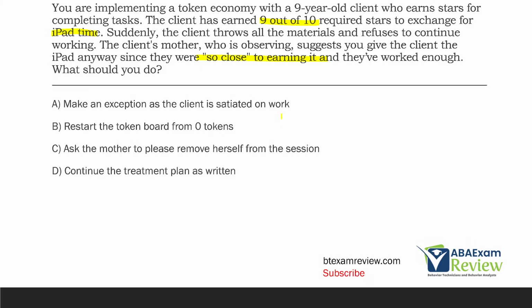A, make an exception as the client is satiated on work. Maybe they are satiated on work. Maybe they're tired of work. But the treatment plan says we need 10 stars. We need to earn 10 stars.